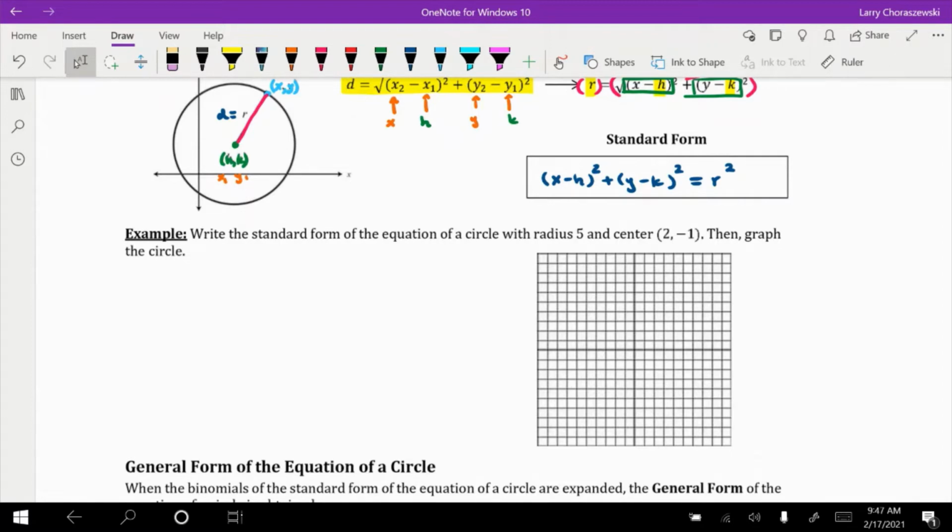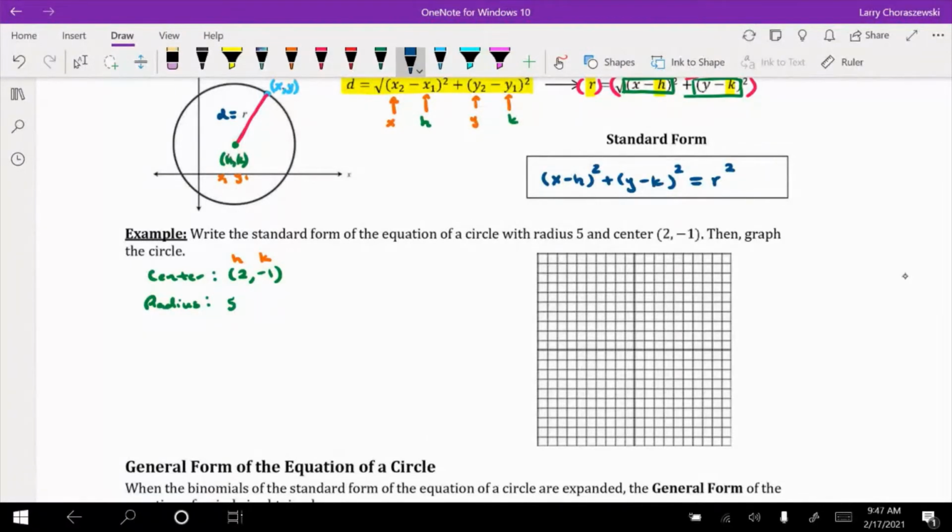Okay, so it says write the standard form of the equation of a circle. We have the radius 5 and the center at (2, -1), and then we'll graph it. So I want to note that its center provided in the problem is at (2, -1), and its radius also provided in the problem is 5. Now 2 is a particular value of h, and -1 is a particular value of k.